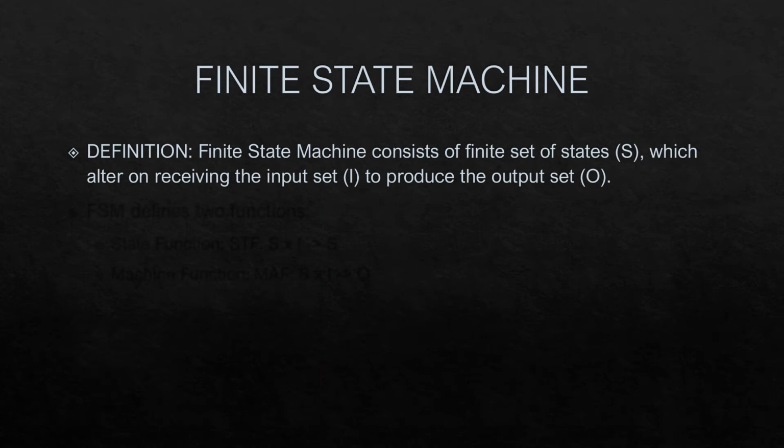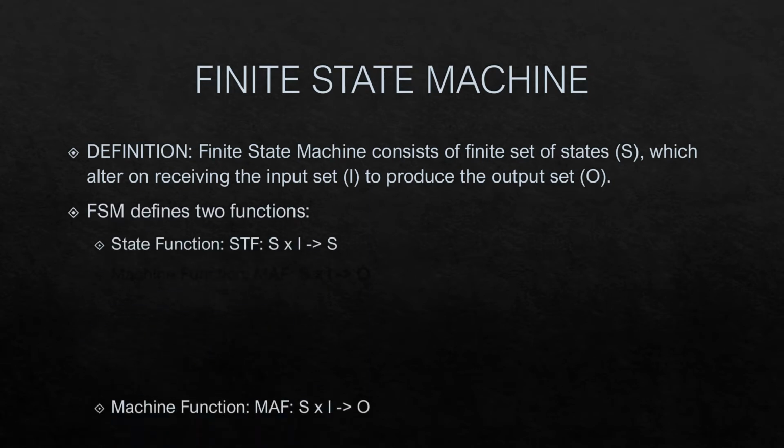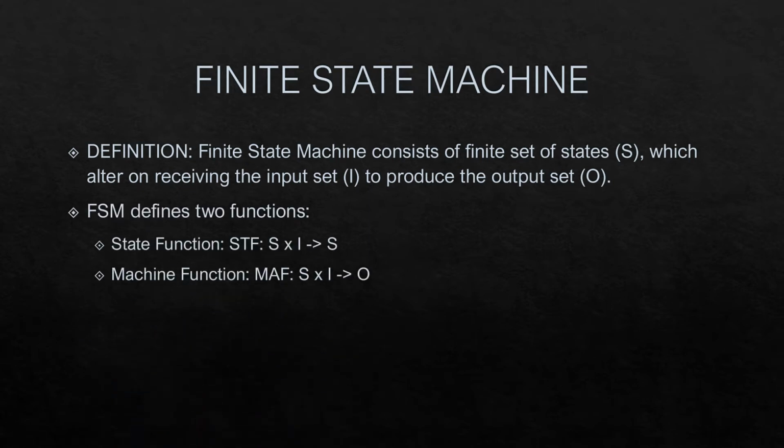Let's revise the definition of finite state machine. A finite state machine consists of a finite set of states S which alter on receiving the input set I to produce the output set O. And it defines two functions: the state function STF, defined by S cross I, which will give us the next state, along with the machine function, that is MAF, defined as S cross I, giving us the output O.